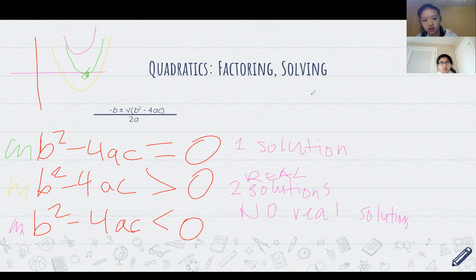Wait, 2a? I don't know, 2a is just 2a. 2a is just chilling out. The discriminant is this thing here.